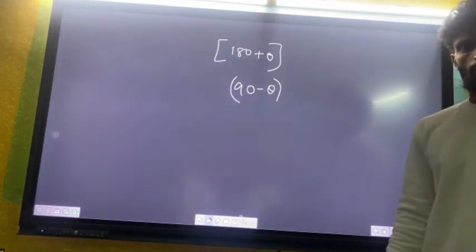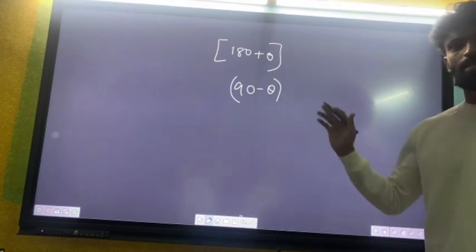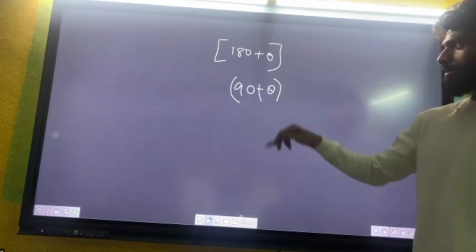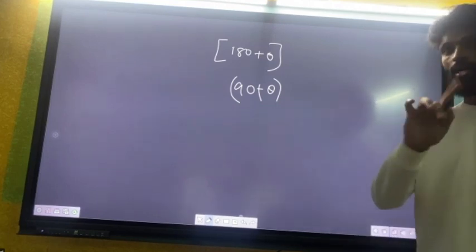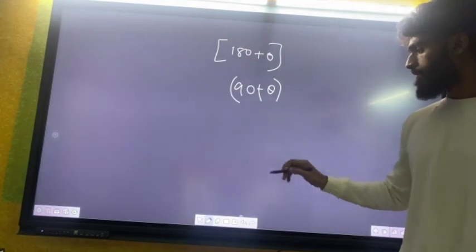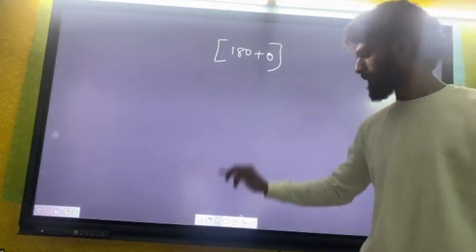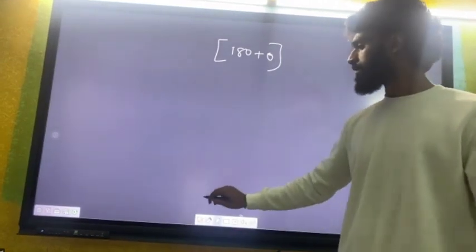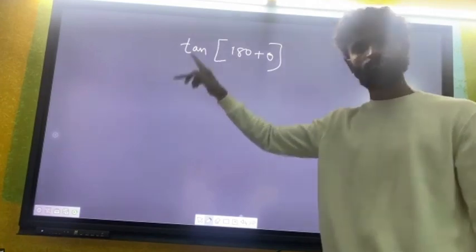First quadrant: all ratios are positive, everything is correct, but the technical words matter. Second quadrant: sine and cosecant. Now I'll ask one thing. I'll try to frame an actual question, this is what will be framed in your exam.